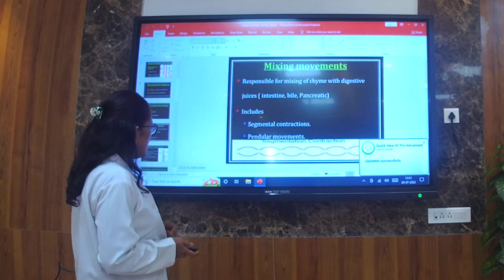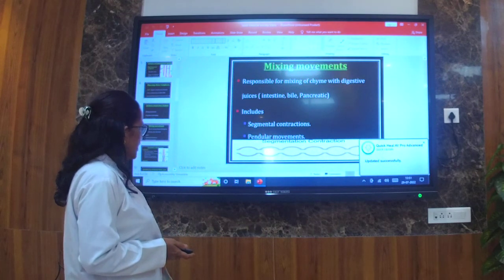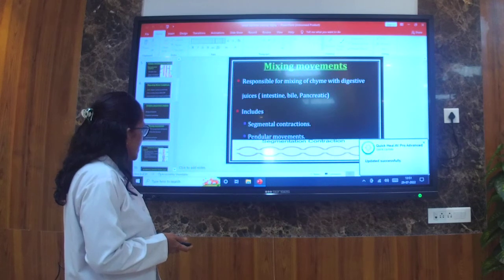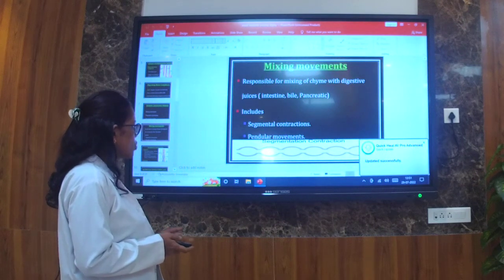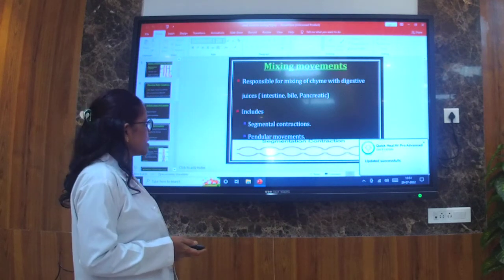The diagram shows the segmental contractions: one segment contracts, the next segment has a constriction ring, and the next segment relaxes, so that the bowel can easily pass forward.